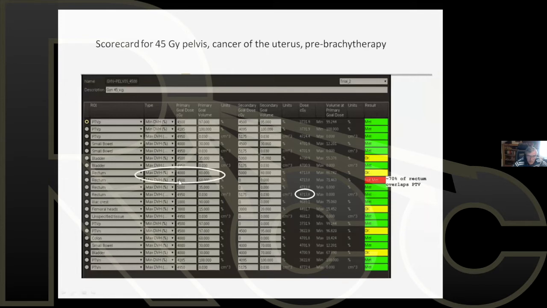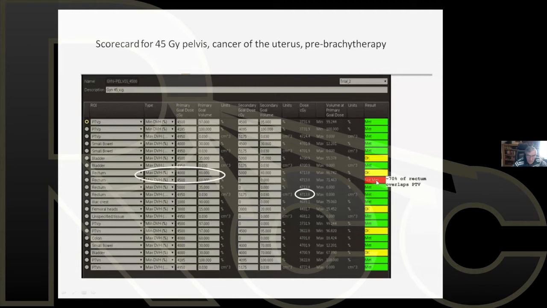So here's 45 gray, or here's the one with 40. Here's the one with 40 gray to 80%. We didn't make it. It was 86.7%. So that turned out to be yellow. But then we also added another constraint saying that 45 gray had to be under 60% of the rectum. We did not make that. We went up to 71%, and that turned it red.